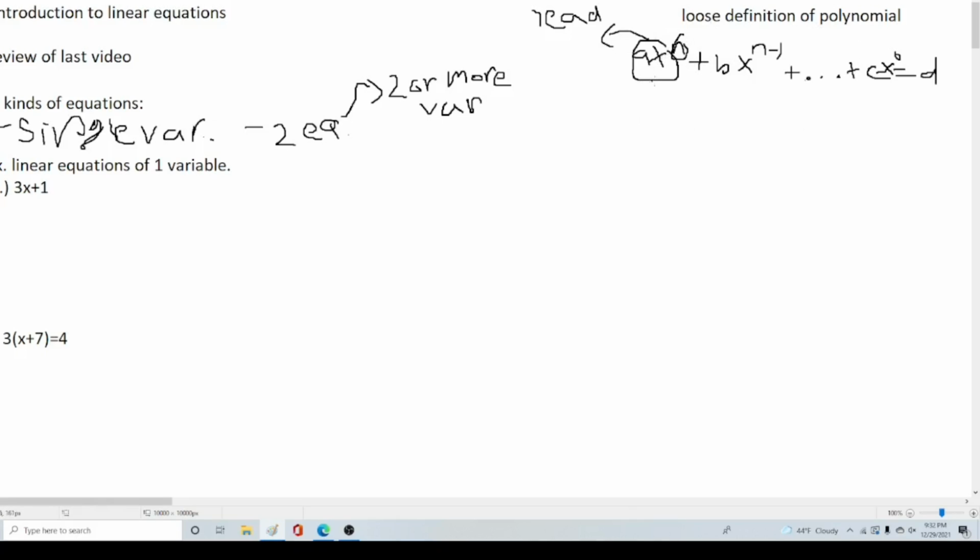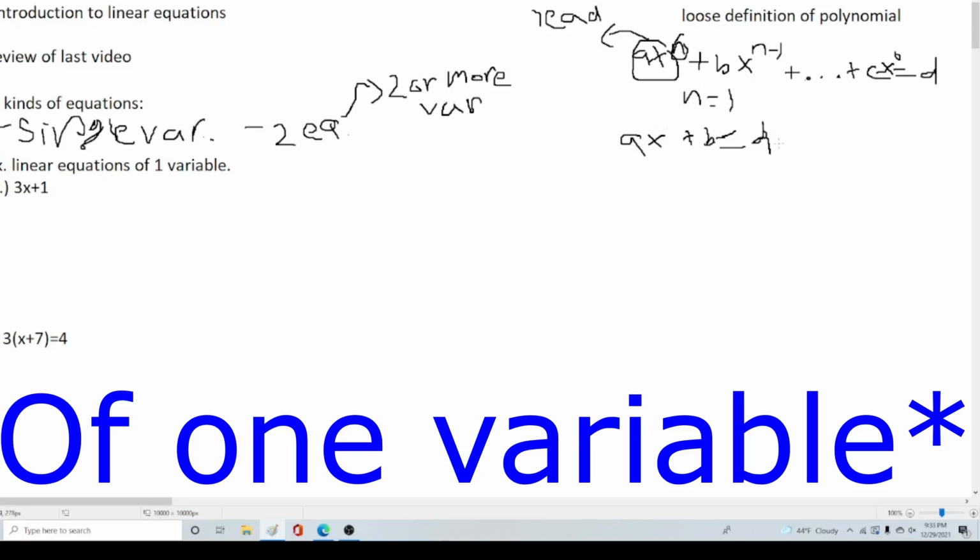And the most basic case is when n is equal to 1. But why is that? Let's write this out. If we have ax^n, and n is equal to 1, that just gives us ax. Then bx^(n-1), where 1 minus 1 is 0, so that just gives us b. We don't care about any of this. It's going to be equal to d, a number d. And this is one form of a line. This is what we call a linear equation.